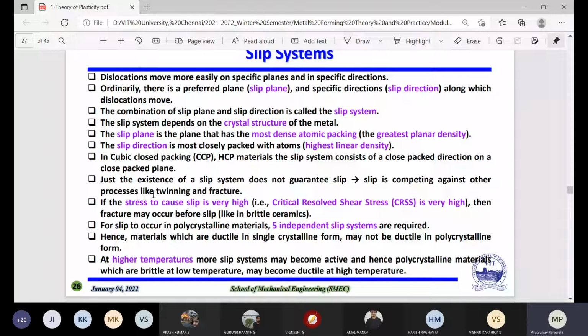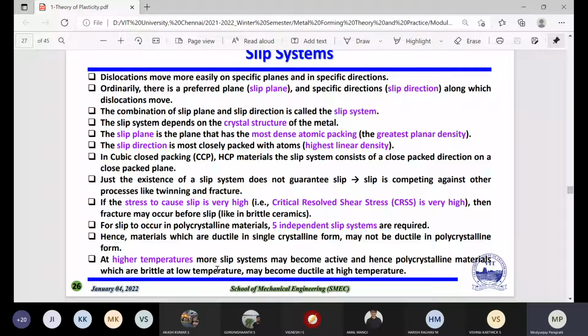Now one more good thing is here, if the stress to cause the slip is very high. Whenever slip is happening, what is the basic aim, why is it happening? If you have internal stress there, that is the critical resolved shear stress, which is very high. We will talk about the critical resolved shear stress, what is that, CRSS. So why is this slip happening? If you have internal stress or shear stress inside, then only you will find the slip. Otherwise you cannot find it, because your crystal structure is a fixed one. It will not move. So if you have something inside, then only you will find the slip, right?